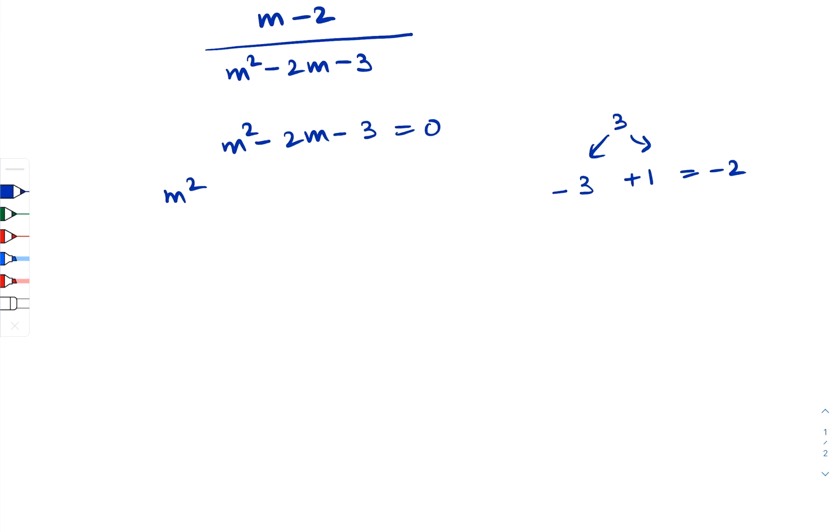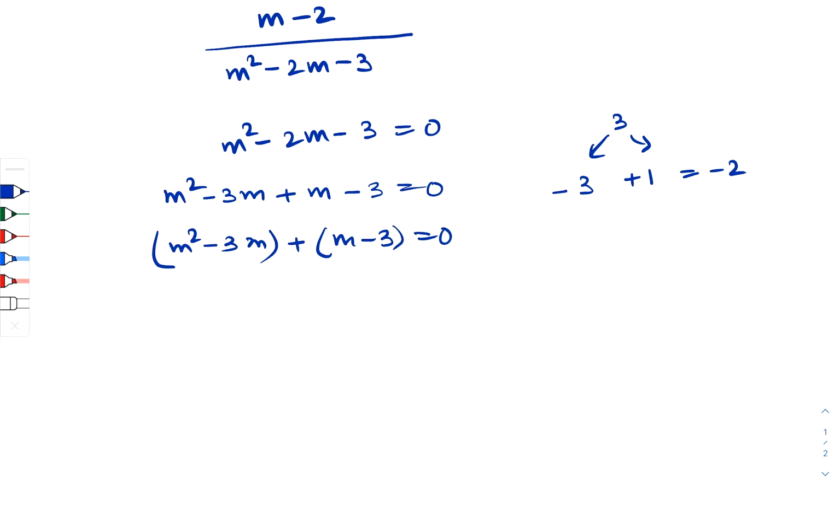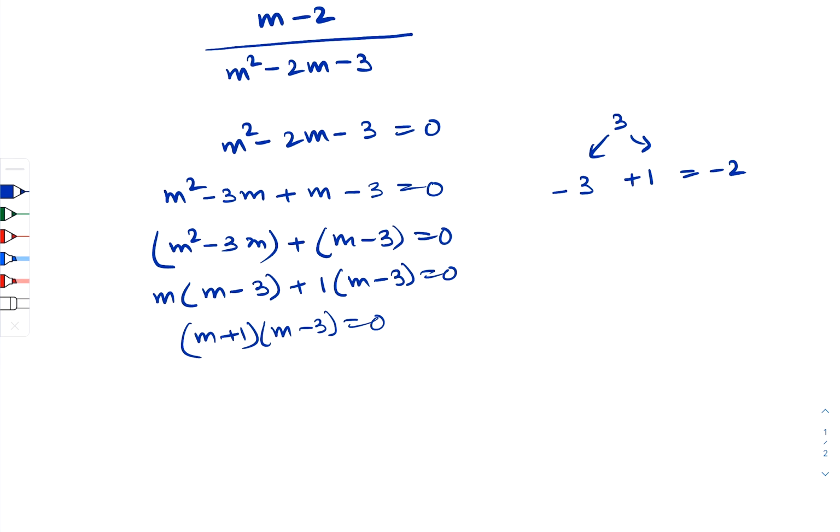So let's replace that. So m squared minus 3m plus m minus 3 is equal to 0. Group them. m squared minus 3m plus m minus 3 is equal to 0. Factor out the m from the first one. So that's m minus 3 plus factor out 1. m minus 3 is equal to 0. So we get m plus 1 times m minus 3 is equal to 0.